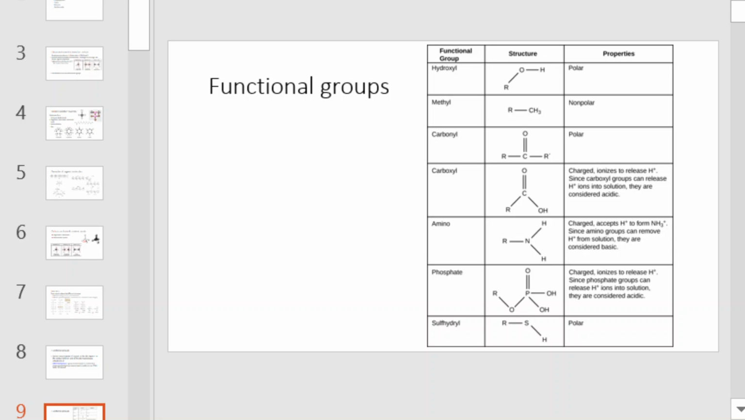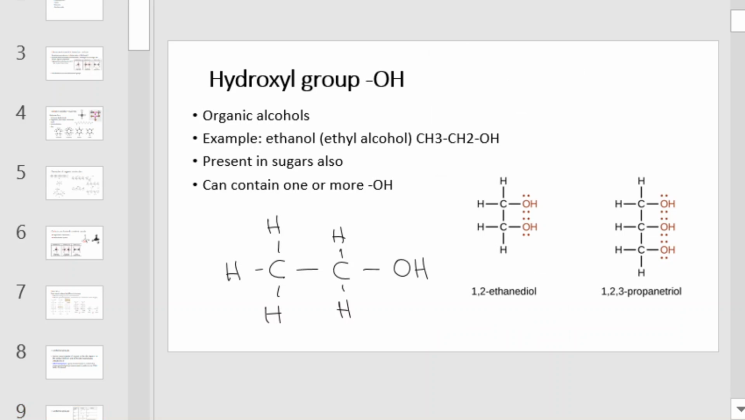This table will provide you with a list of the simple functional groups used in organic chemistry, their structure, and some of their basic properties. Let's explore them further. Here we have the hydroxyl group or OH group. It is common in organic alcohols. Some examples include ethanol, which is listed here in its chemical formula. It's also present in sugars and can contain one or more OH or hydroxyl groups.